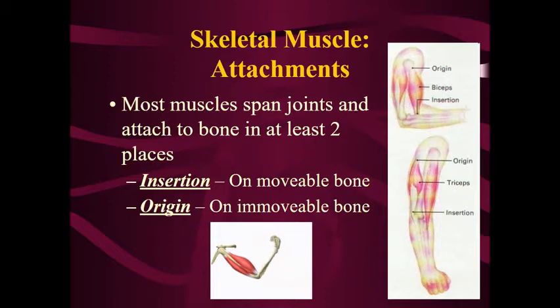Because it's spanning a joint and attaching in two different locations, when the muscle contracts, it's able to pull on a particular bone. So the insertion is the muscle attachment on the movable bone. When the joint is used, the bone that moves, that muscle attachment is the insertion. The origin is the attachment of the muscle that's on an immovable bone.